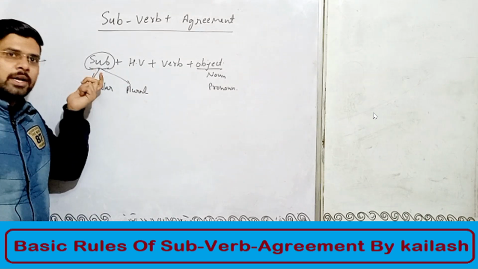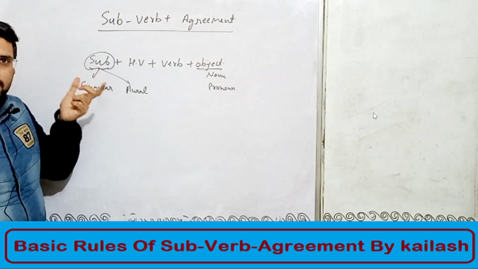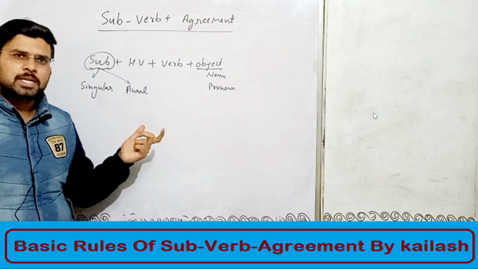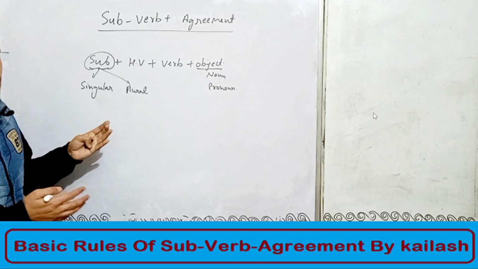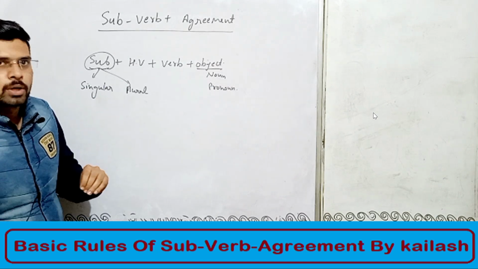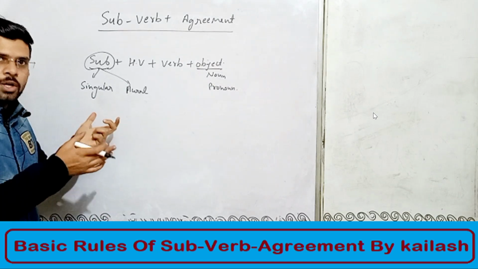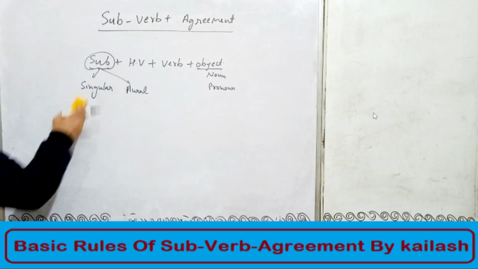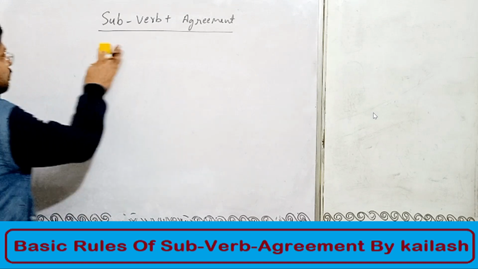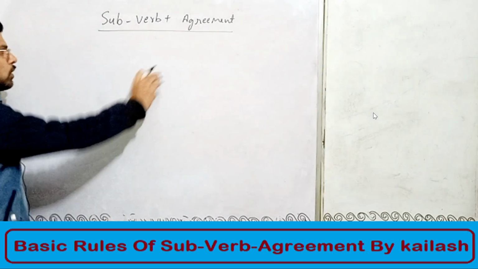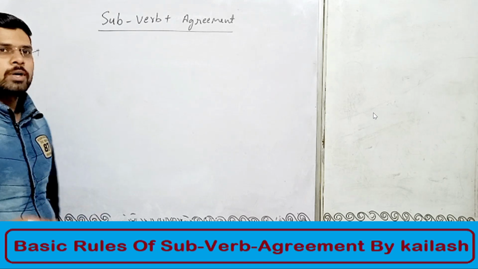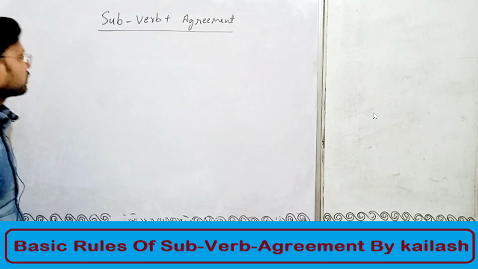We have to identify whether the subject is singular or plural. Some of the subjects look singular but they act as plural, and some of the subjects look plural but they act as singular. So before doing the examples of subject verb agreement, we should know what is a singular verb and what is a plural verb.